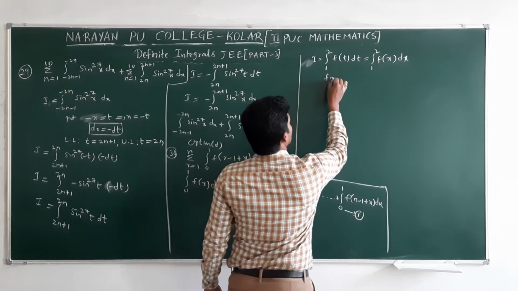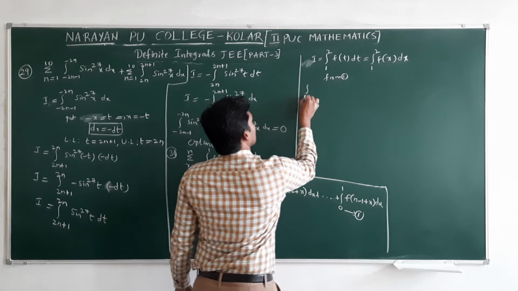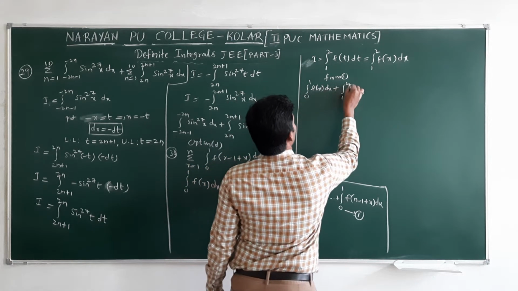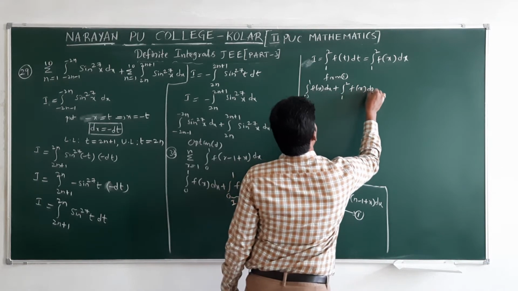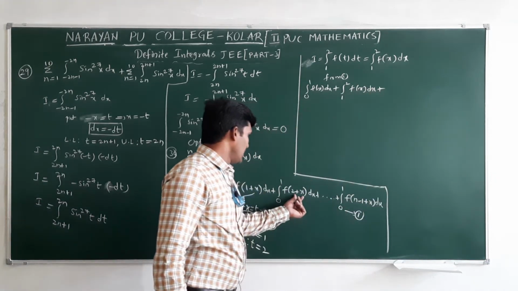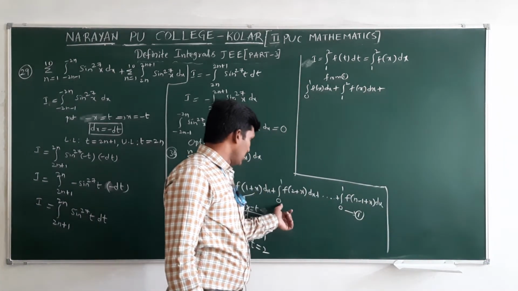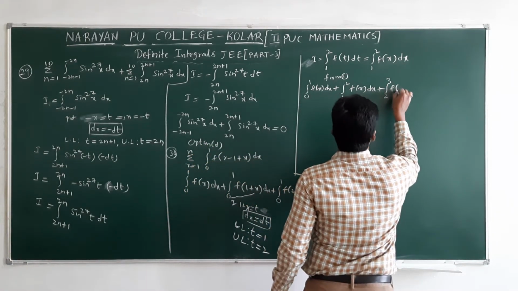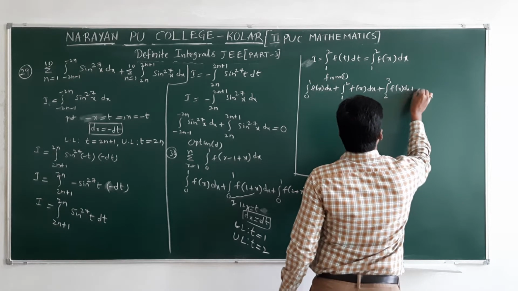From 1, integral 0 to 1 f of x dx. Second value becomes 1 to 2 f of x dx. Similarly, if you take this as t, lower limit what? 2 plus 0, 2 will come, 2 plus 1, 3. That is integral 2 to 3 f of x dx we will get, plus and so on.